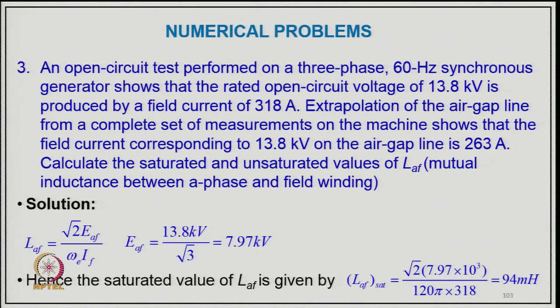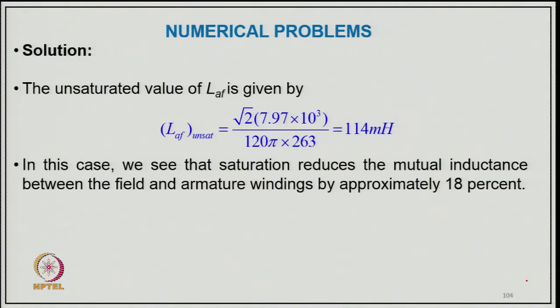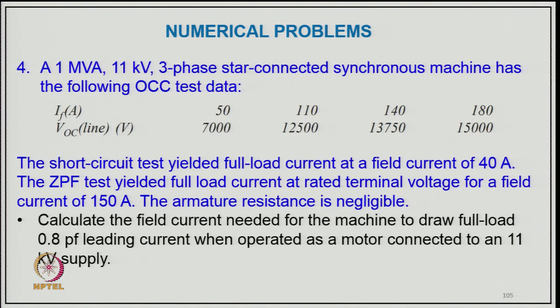So L_F equal to root 3 V_A upon omega I_F. V_A is 13.8 by root 3, that is 7.97 kilovolt. Hence the saturated inductance is L_F equal to root 2 into 7.97 into 10 power 3 divided by 2 pi 60 into 318, that is 94 millihenry. And the unsaturated inductance is L_F equal to root 2 into 7.97 into 10 power 3 divided by 2 pi 60 into 263, that is 114 millihenry. In this case, saturation reduces the mutual inductance between the field and armature winding approximately by 18%.